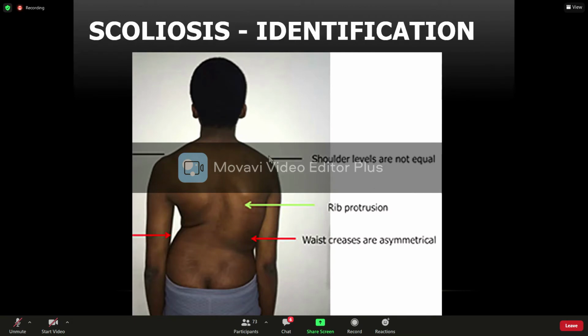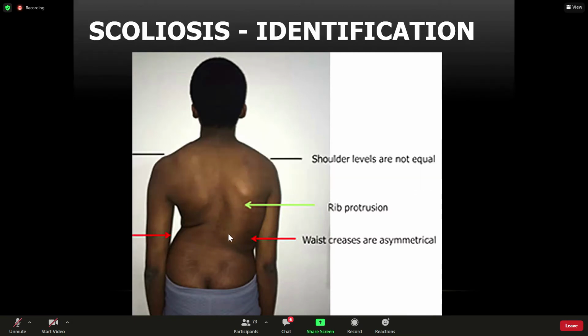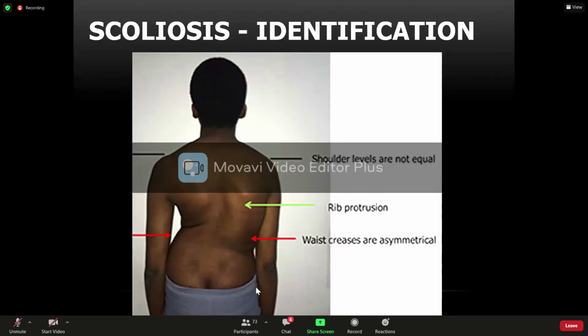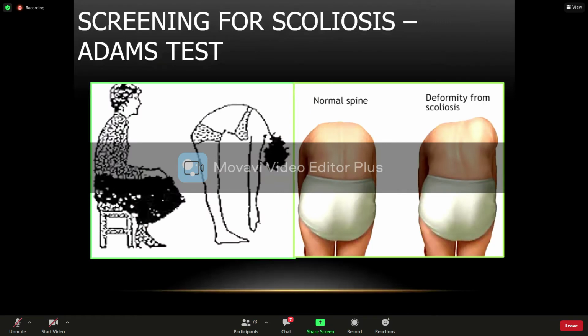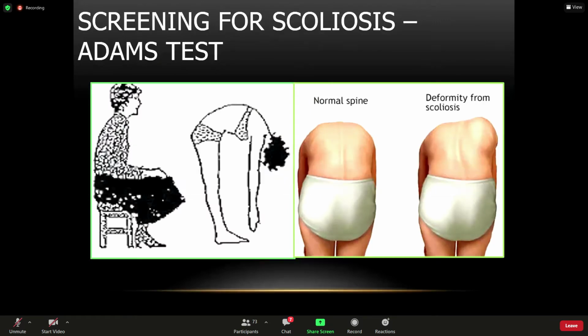If there is a rib protrusion or a rib hump on one side, it indicates the presence of scoliosis. And if there are asymmetrical waist creases, so you can see that the waist here is deeper and here it's straighter, it probably indicates the presence of scoliosis. So this is what we should not miss. The other one is a school screening test. It's called the Adams test.